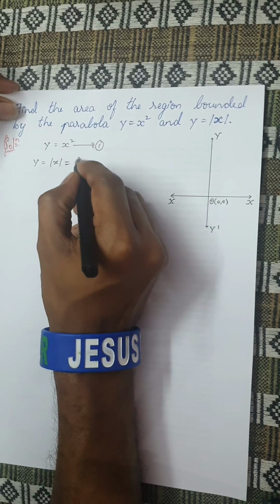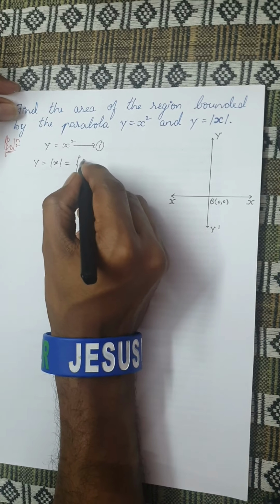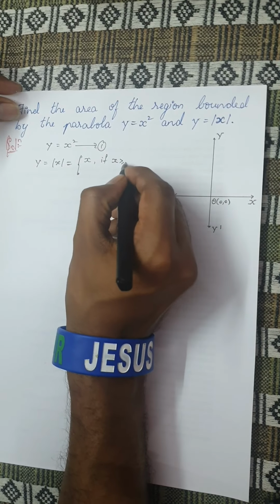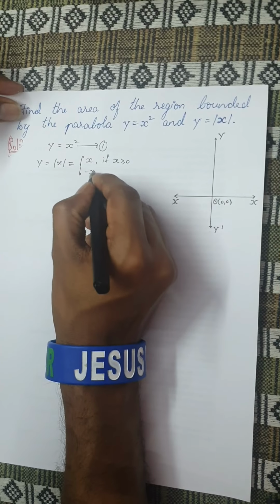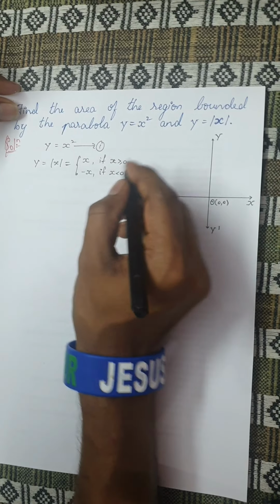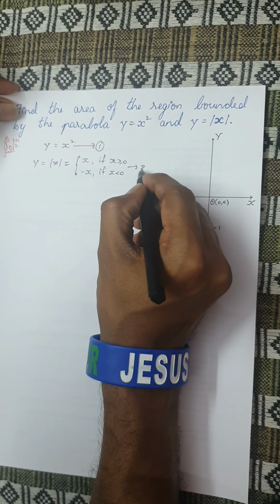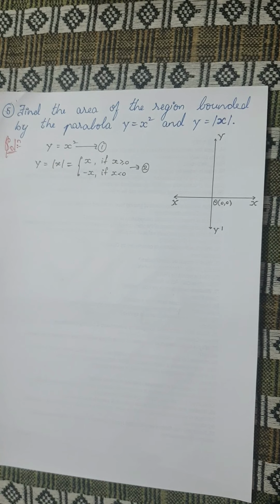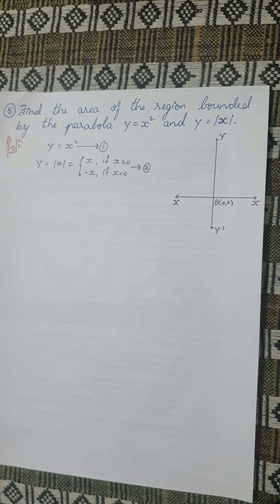So we all know the case of mod x: it is x if x is greater than or equal to 0, or it is minus x if x is strictly less than 0. You can take it as equation 2. Before that, you have to be very careful in framing the curve here.